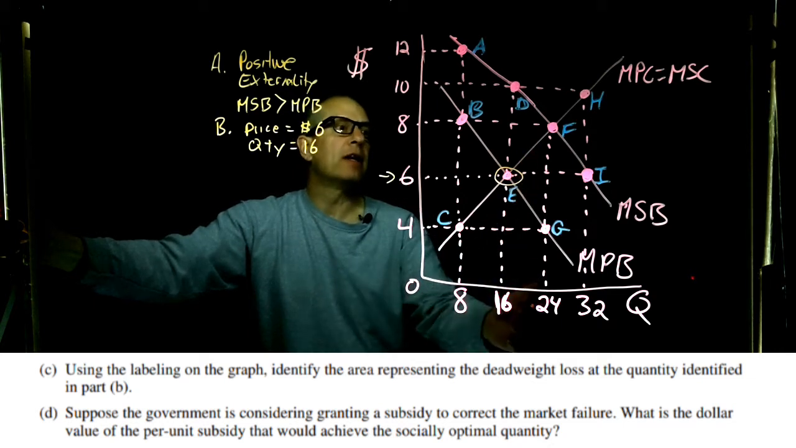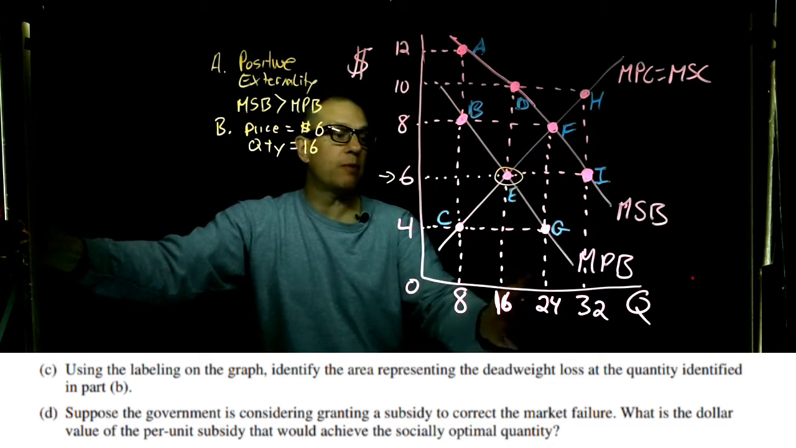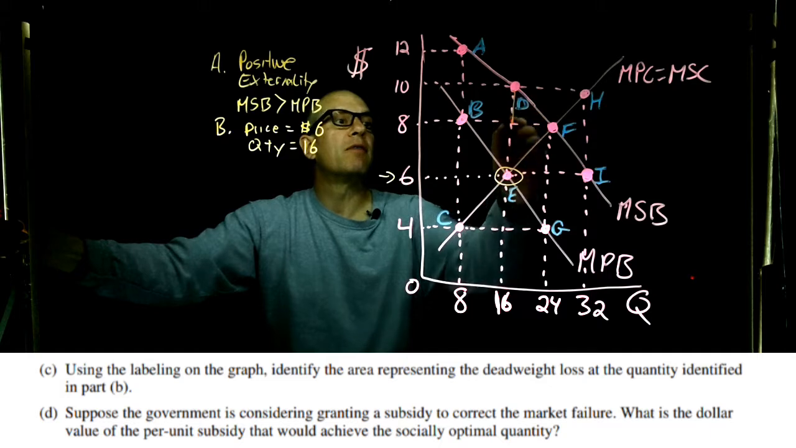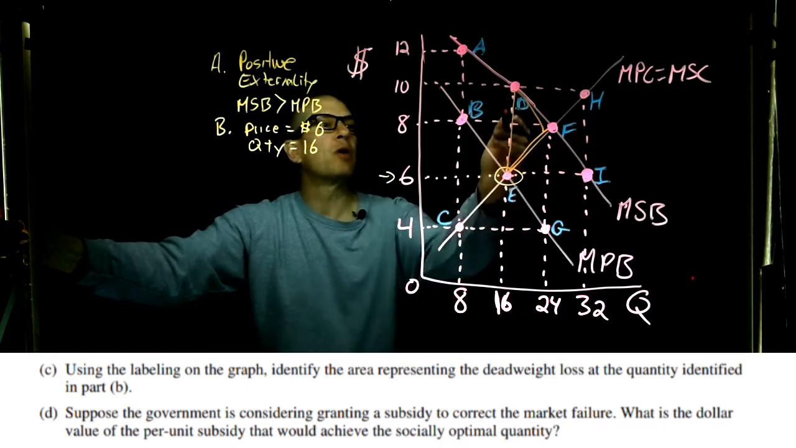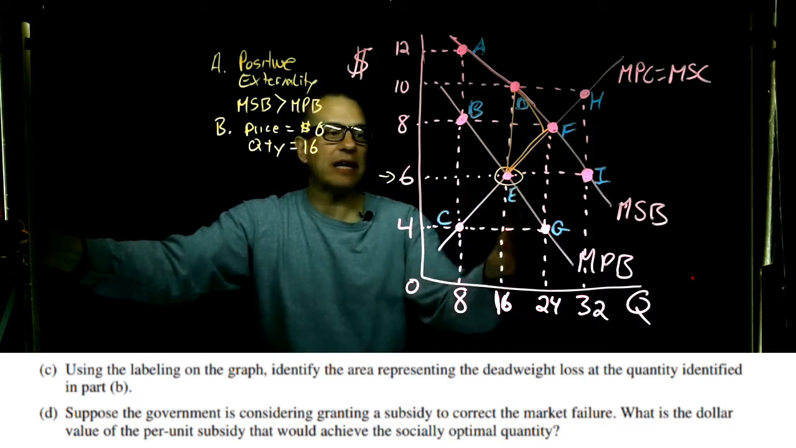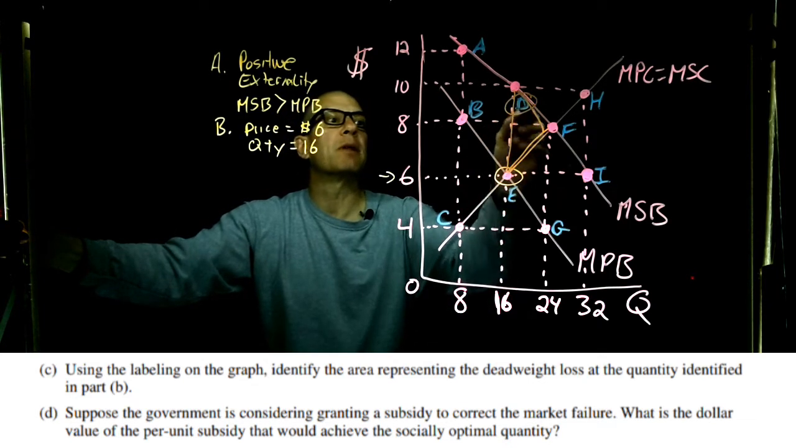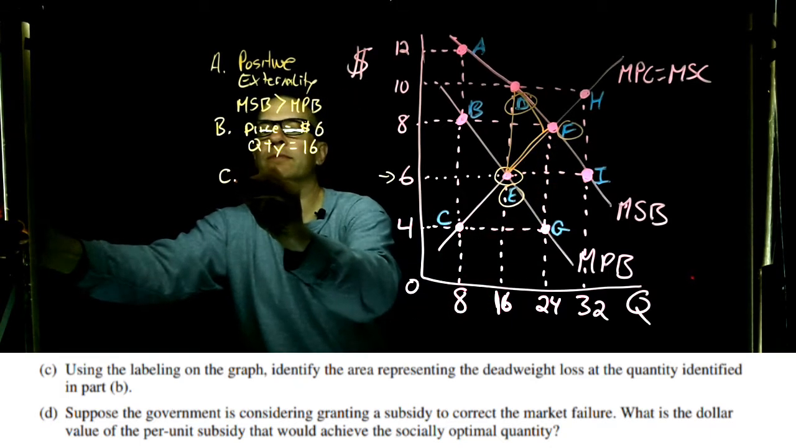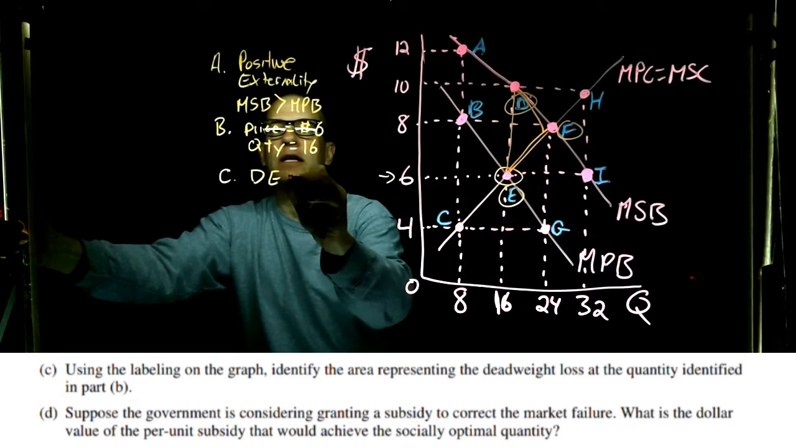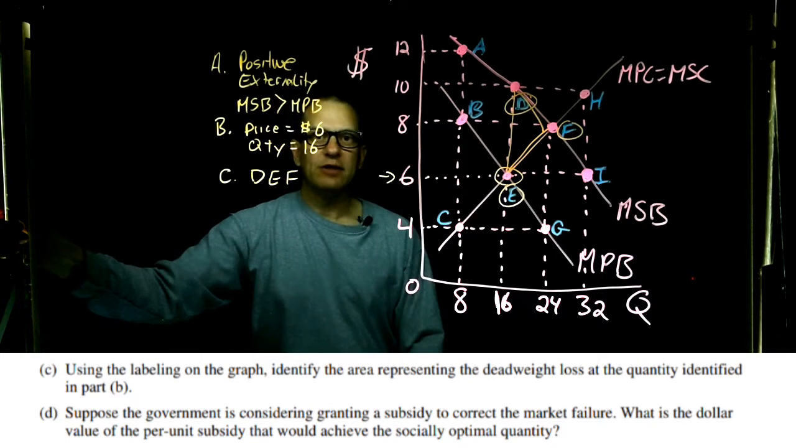If we were producing what would appear to be the socially optimal point, it would be 24. So we would find that deadweight loss right in this area. What they're asking for is the labeling, not the amount of the deadweight loss, but the labeling. It would be D, E, and F. So C is D, E, F. D is a little tricky here.